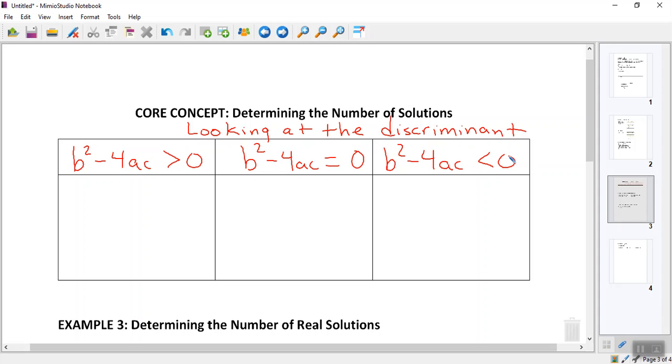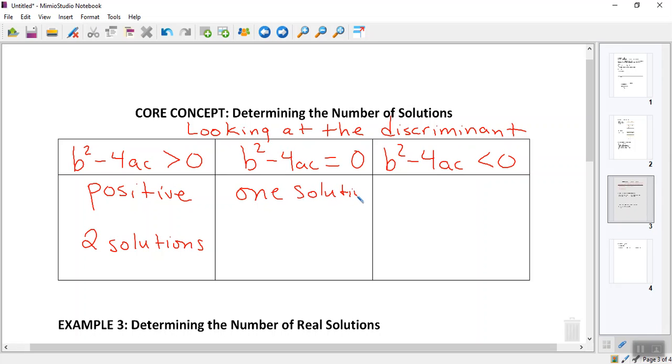Now, when B squared minus 4AC turns out to be greater than 0, what kind of value is that? A positive here, kids. Then there will be 2 solutions. When I tell you B squared minus 4AC is equal to 0, well, guys, what's the square root of 0? And 0 is only how many answers? 1. So if B squared minus 4AC is equal to 0, then you will have 1 solution.